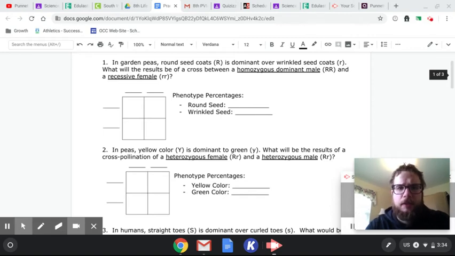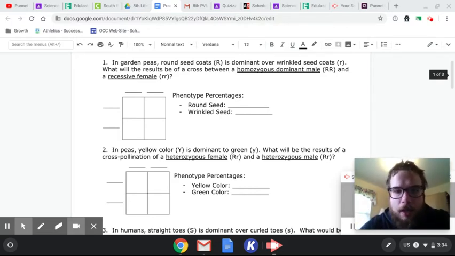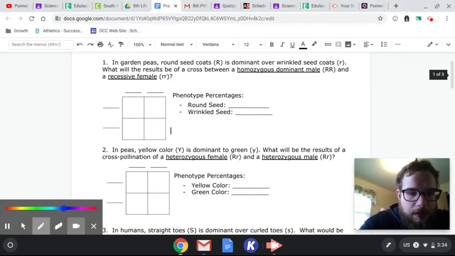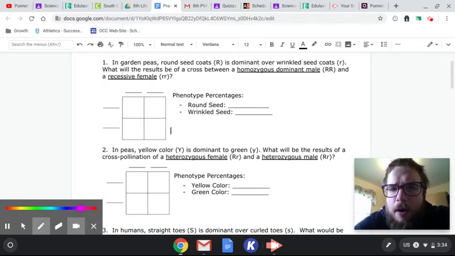All right, we're going to make an answer key for the Punnett Square practice. If you haven't done the Punnett Squares yet, do them first, and then come check this video out and see if you did them correctly. I'm going to do my best to make this neat and legible, and we're going to do purple today, or purpley pink. Okay, number one, in garden peas, round, big R, is dominant over wrinkled, small r.